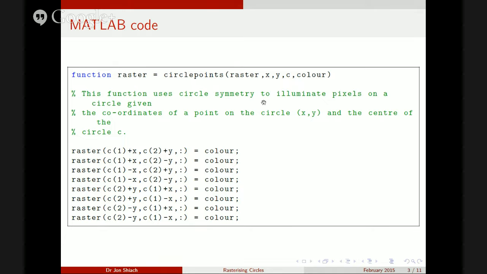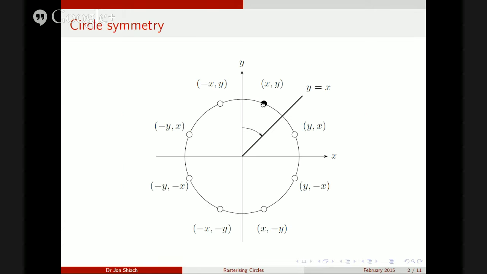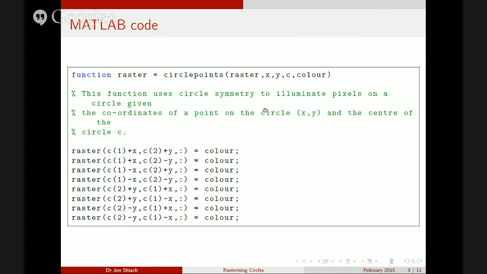What this code does is, given a raster, x and y are the x and y coordinates of a circle, assuming that the circle center is at 0, 0. C is the center coordinates of the circle. For circle symmetry, I assume the center of the circle has to be at 0, 0, but if I don't want the center to be at 0, 0, I have to add the coordinates of the center to it. So that's what C is. Color is your RGB color vector.